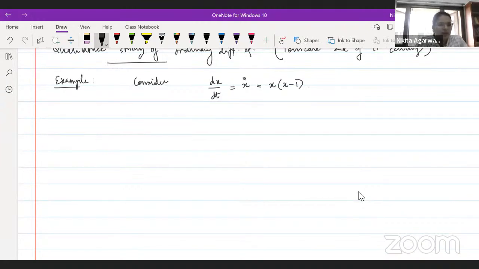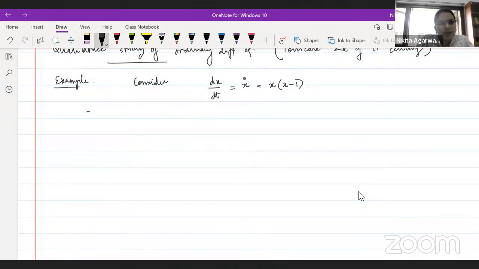But let us not do that. Okay, if all we care about is asymptotic or long-term behavior of trajectories, then we need not solve it. Why? For a very simple reason.